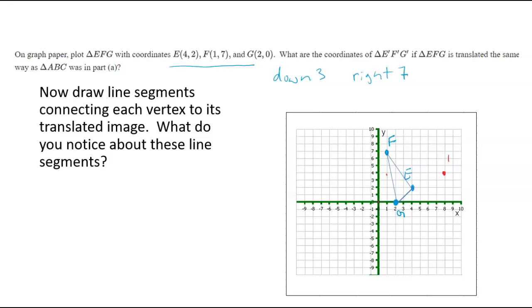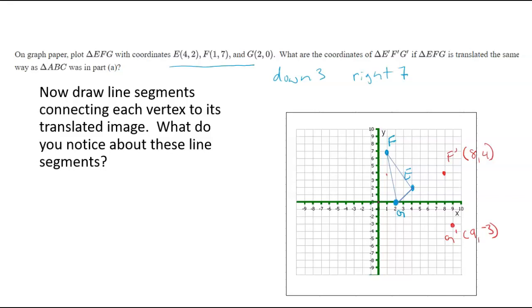So my F prime should be at the new point. Looks like it's 8, 4. Right, so that's how we can double check. I'm going to take the G, so I'm going to go down 3, so 1, 2, 3, and then over 7. So G prime should be at the point, looks like 9, negative 3.